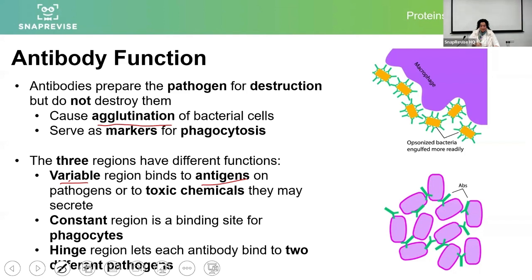The antigen might be a structural protein on the surface of the pathogen itself, or it may be a toxin that the pathogen secretes. And the constant region actually is a binding site for the phagocyte. So as we said, the antibodies basically mark the pathogen for destruction as a marker for phagocytosis. So the phagocytes are actually going to bind here on the constant region of the antibody.